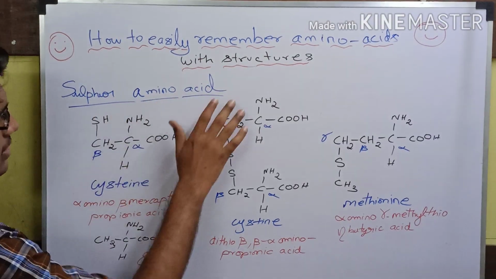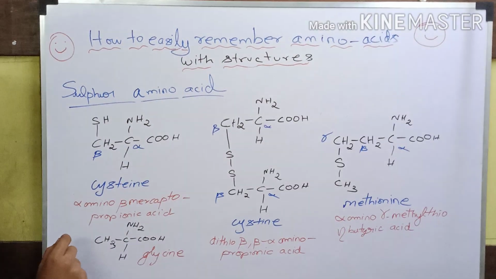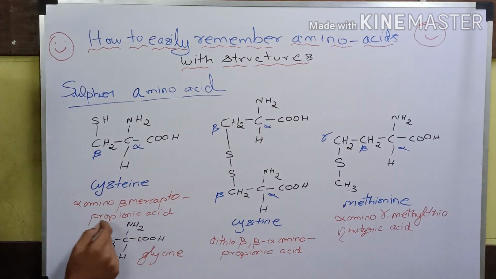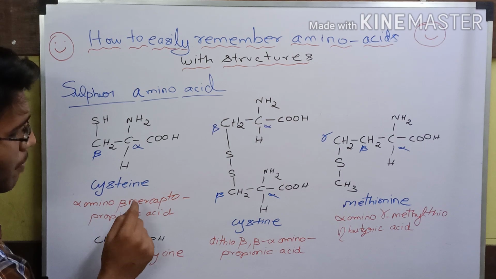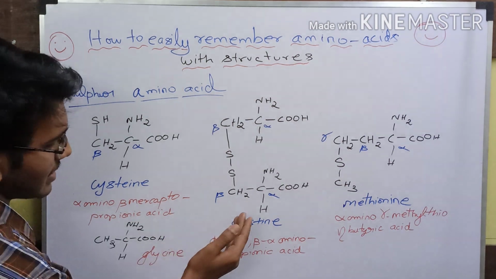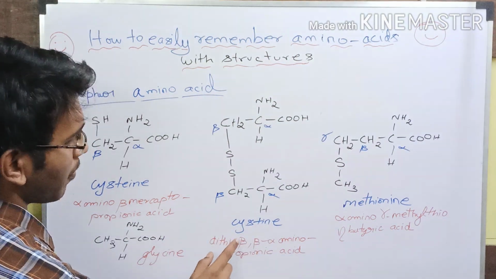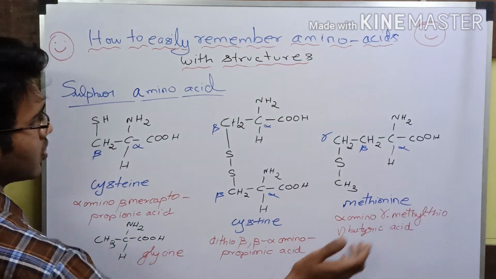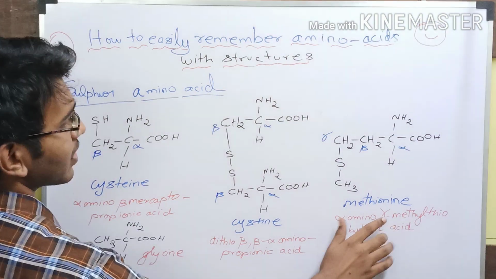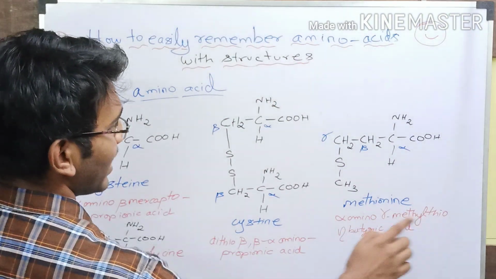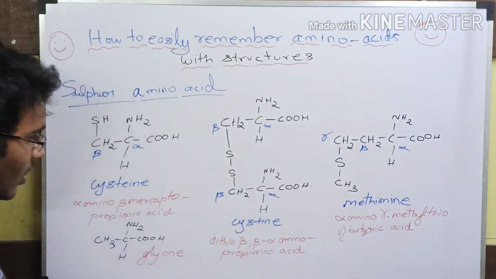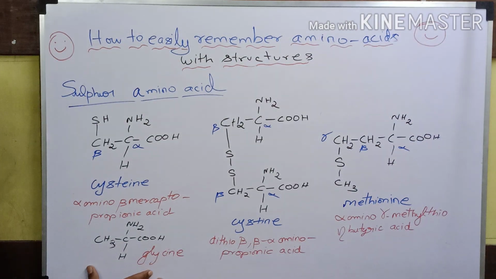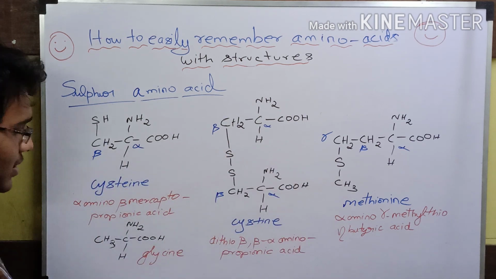Sulfur containing amino acid structures. The sulfur containing amino acids are cysteine, cystine and methionine. Cysteine is also called alpha amino beta mercaptopropionic acid, and cystine is also called dithio beta beta alpha amino propionic acid, and methionine is also called alpha amino gamma methyl thio butyric acid. Here also we are taking the base molecule as glycine. Based on glycine only, we are going to study these three structures.